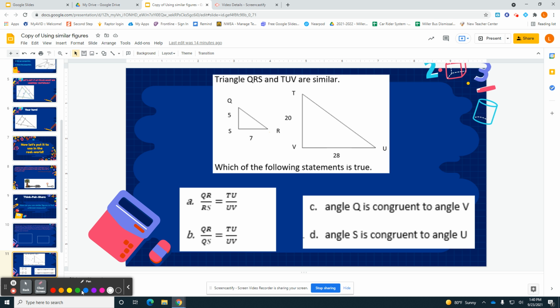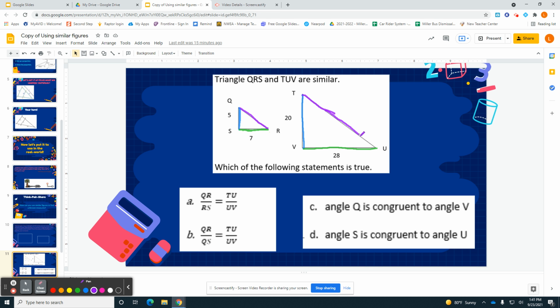All right, so now we have this problem. It says triangle QRS and TUV are similar. Which of the following statements is true? So the easiest way to solve these, I'm going to tell you, is to start by color coding. So QS corresponds with TV. SR corresponds with what? VU, that is correct. So now you have QR, and QR corresponds with TU.